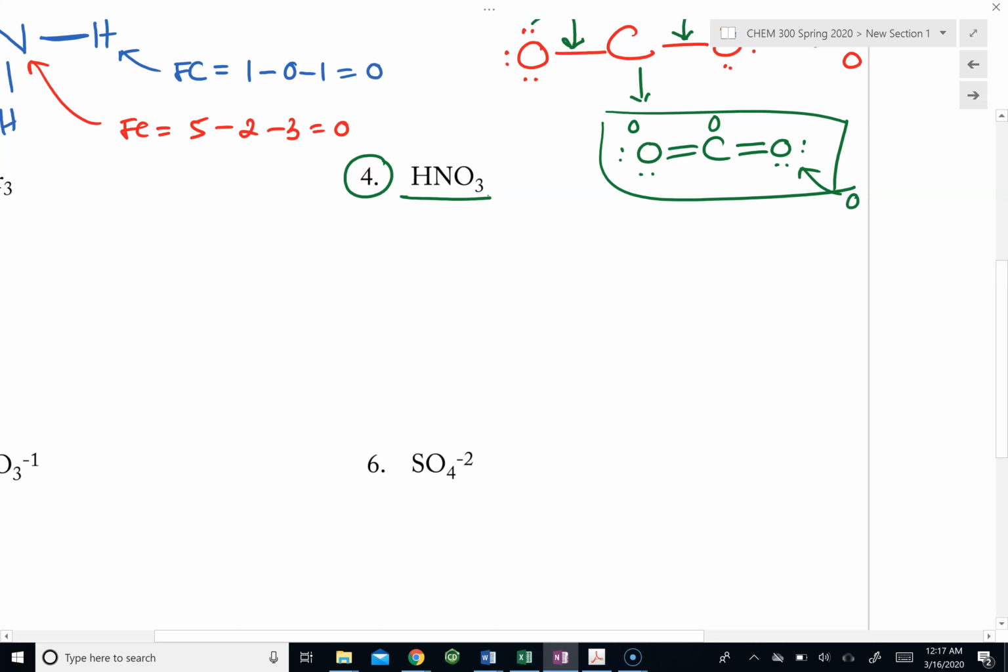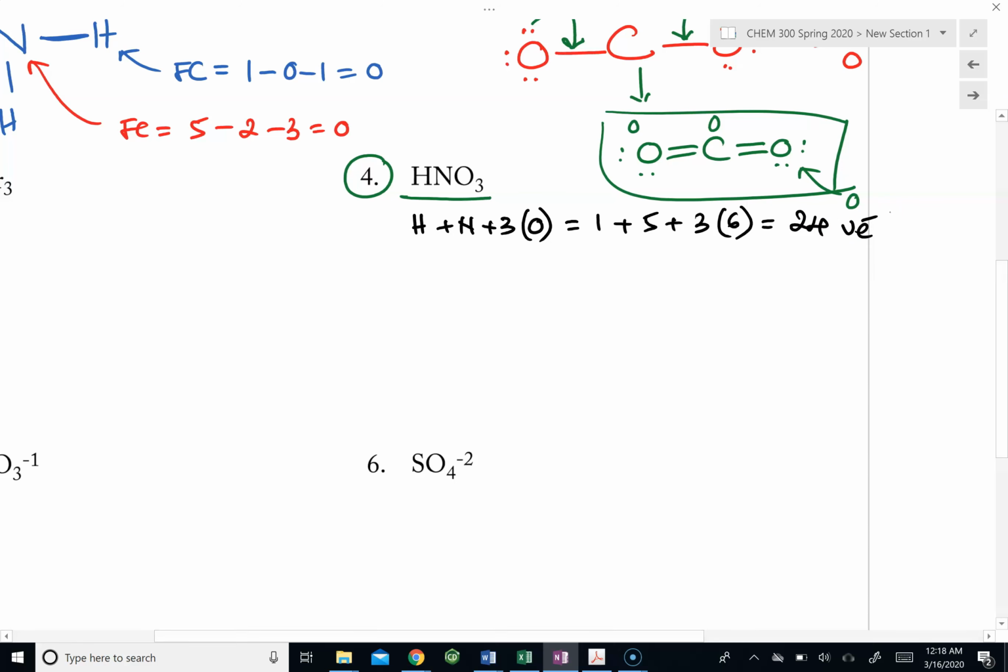So again, the first step is to calculate the total number of valence electrons. Here in this case, we have 1 hydrogen, 1 nitrogen, and 3 oxygen. Hydrogen has 1 valence electron, nitrogen has 5, and 3 oxygen each have 6 valence electrons. So that is 18 plus 5 plus 1, equal to 24 valence electrons. So that is step 1.